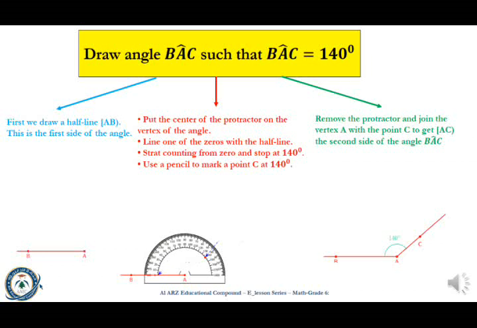Second step, we put the center of the protractor on the vertex of the angle, line one of the zeros with the half line, start counting from the zero, and stop exactly at 140 degrees. Use a pencil to mark a point C at 140 degrees. Now the third step, remove the protractor and join the vertex A with the point C to get the half line AC. It's the second side of the angle BAC. And of course, write the measure and the arc on the angle and check your work. You should get an obtuse angle, more than 90 degrees.